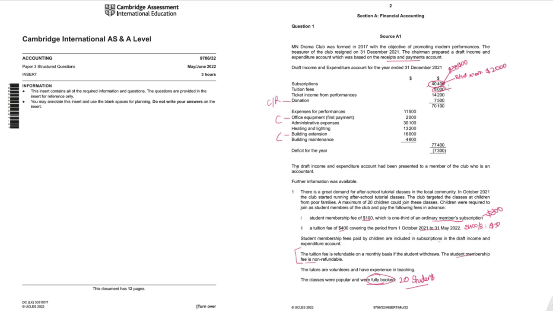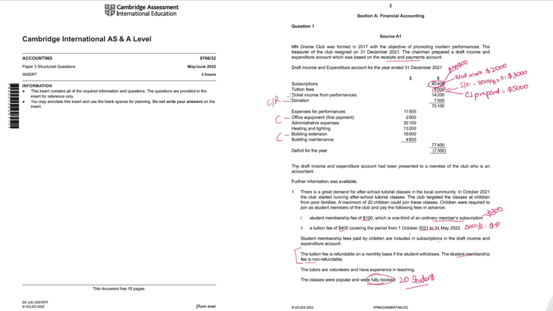Now out of this, how much will we take for the current year in the income and expenditure account? Only 3 months. So 8,000 divided by 8 into 3, 3,000. October, November and December. And the remaining 5 months, Jan to May, will be recorded as a current liability, prepaid income, 5,000.